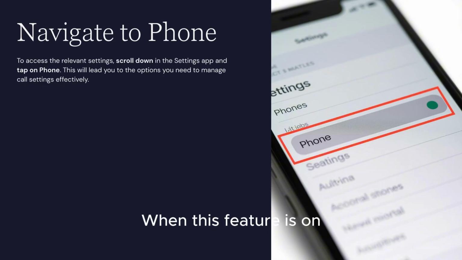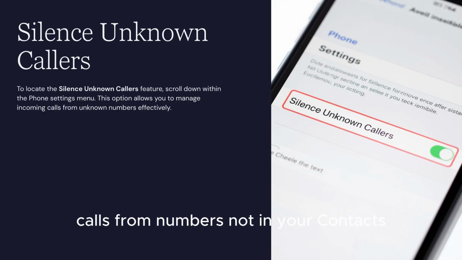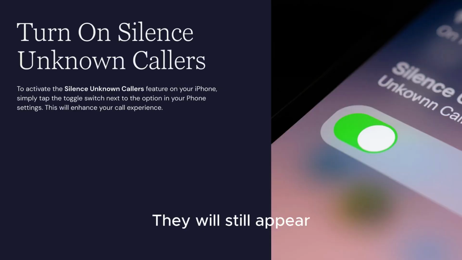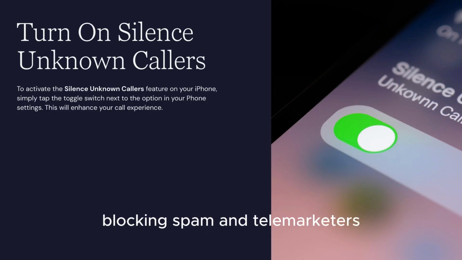When this feature is on, calls from numbers not in your contacts, mail, or messages will be silenced, sent directly to voicemail, and will not ring. They will still appear in your recent calls list. This is useful for blocking spam and telemarketers.